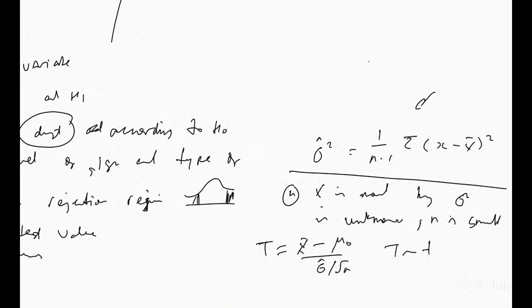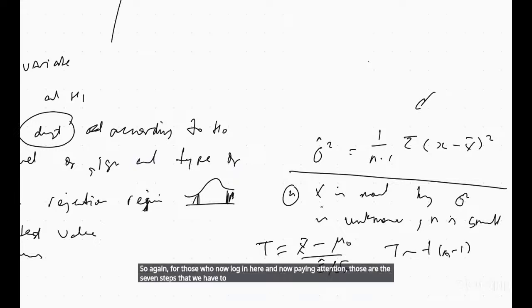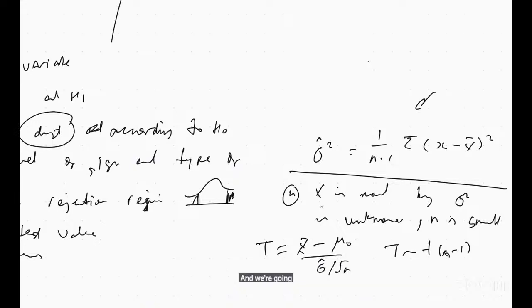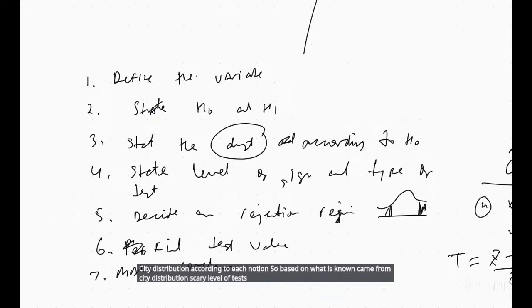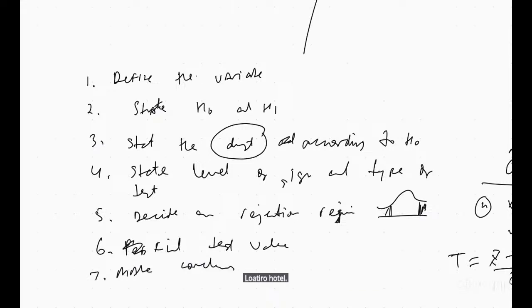Again, for those who are now logging in and paying attention, those are the 7 steps we have to take in a hypothesis test, and we're going to do one now. Define the variable, state H0 and H1. State the distribution according to H0. State the level of the test, if it's 5%, 10%, 1%. Type of test, lower tail or upper tail. Define the critical region, find the test value, and then make a conclusion. Those are the 7 steps that we're going to take.